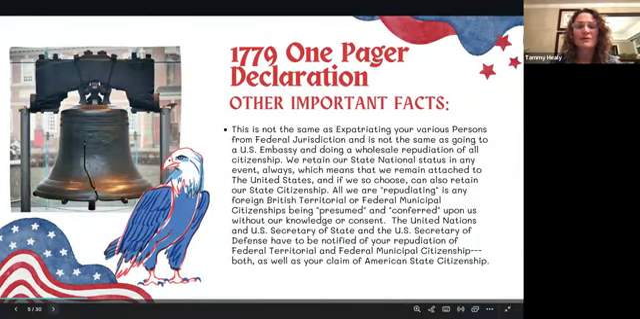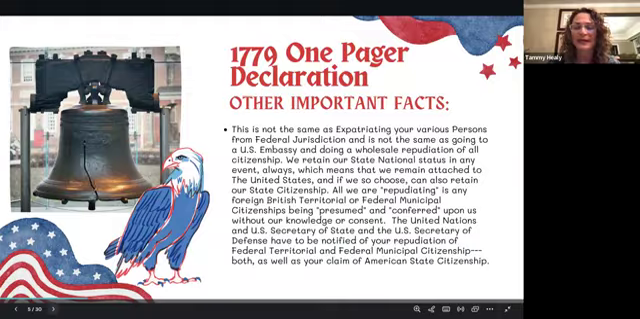So, other important facts about the 1779 one-pager declaration. This is not the same as expatriating your various persons from federal jurisdiction and is not the same as going to a U.S. embassy and doing a wholesale repudiation of all citizenship. We retain our state national status in any event, always, which means that we remain attached to the United States. And by the way, the United States is the soil jurisdiction, it's the county jurisdiction. And if we so choose, we can also retain our state citizenship.